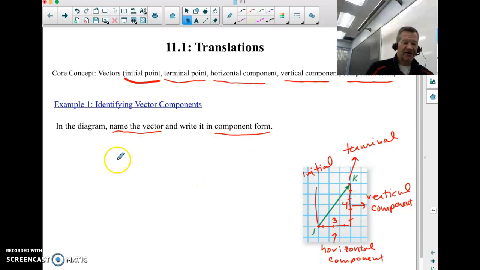So to write a vector in component form, we use these little symbols, kind of like a less than sign almost. We'll put the horizontal component first and then the vertical component. And there it is. That is how you would write a vector in component form.